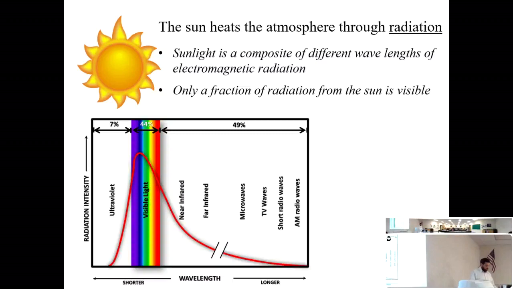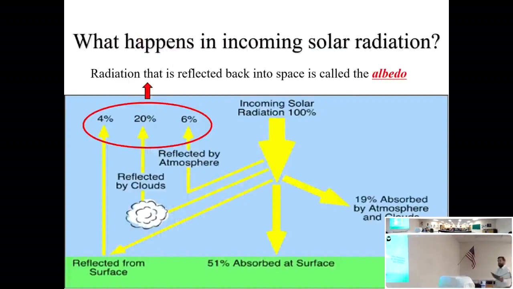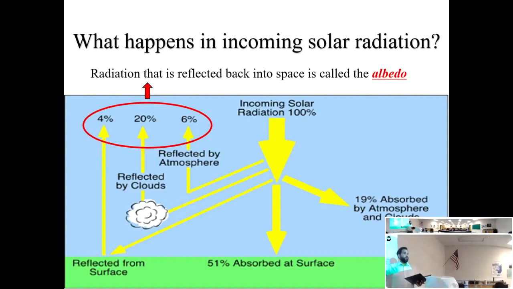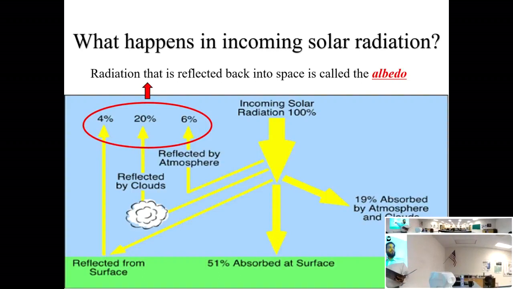So how does the sun warm up the surface of the Earth? It does it by radiation. Some of that radiation, only about 50% of it, is absorbed at the surface. The rest of it is maybe reflected out by the atmosphere, reflected out by clouds and things like that. Quite a bit of it, 19% of the radiation from the sun, is just absorbed by the atmosphere and absorbed by the clouds. Okay.